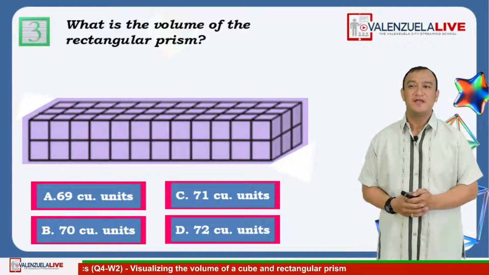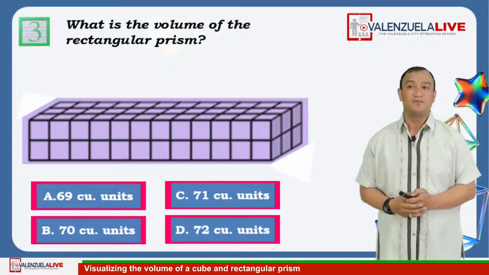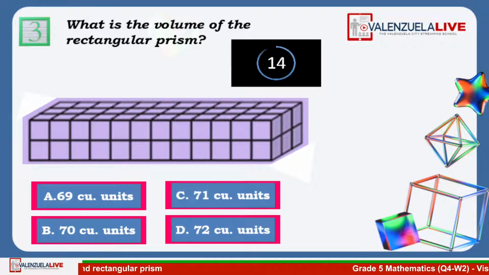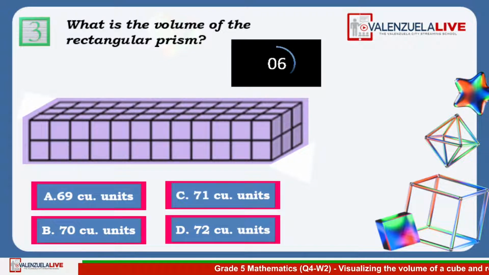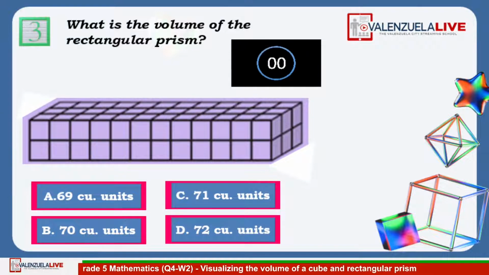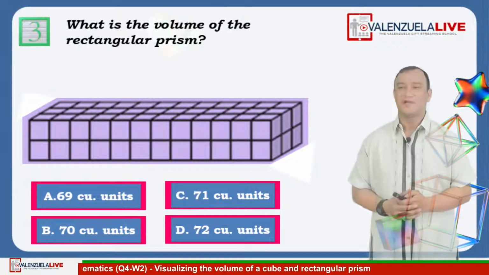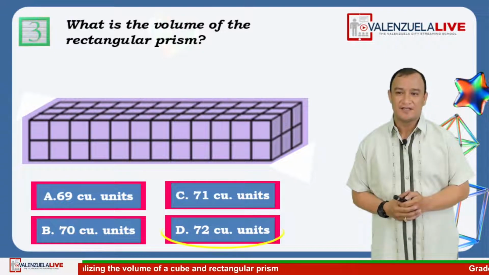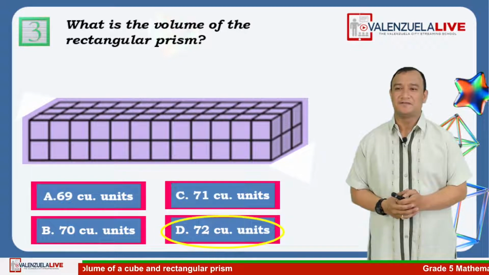For number 3, what is the volume of the rectangular prism? Time starts now. Five, 4, 3, 2, 1, 0. Okay, time's up. Let's check your answer. That is letter D.